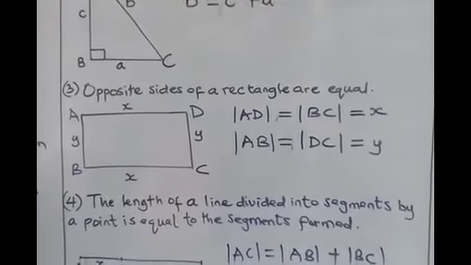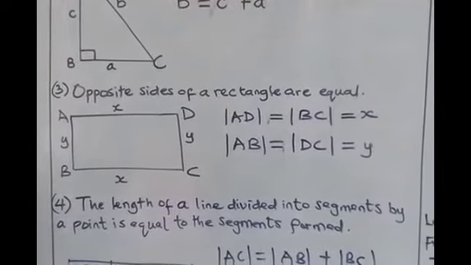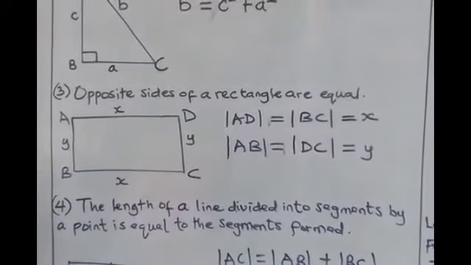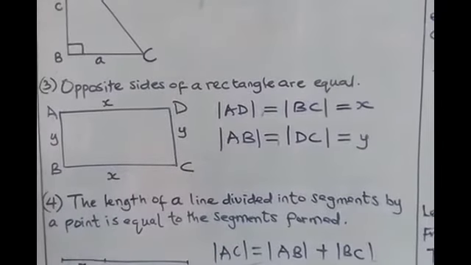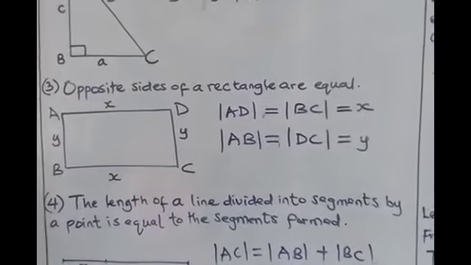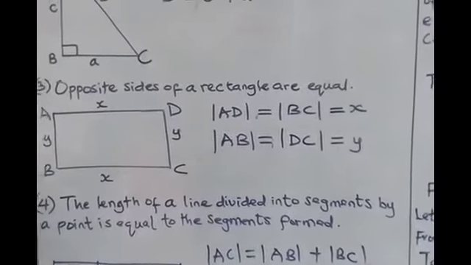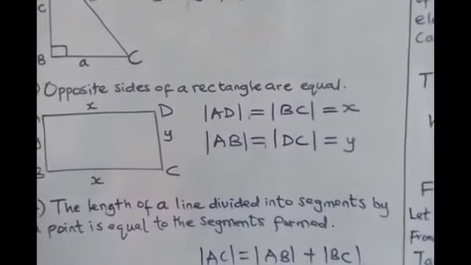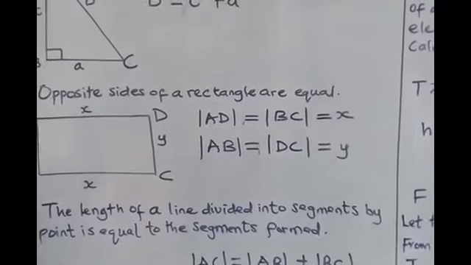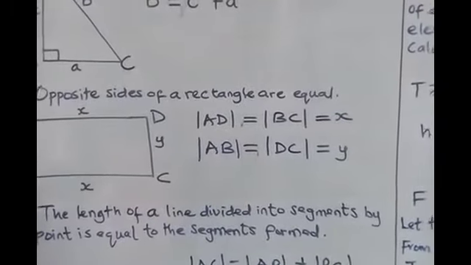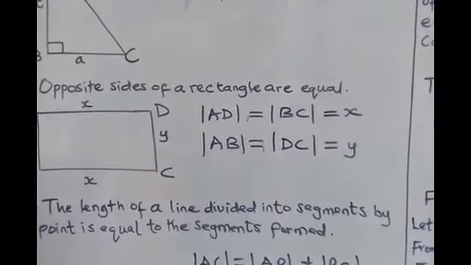So from the diagram, our ABCD is a rectangle. AB is Y, DC is Y. So line AD will be equal to line BC. AD is X, and BC is X. So AD equals BC, which equals X. And AB equals DC. Given AB as Y, it therefore implies that DC must also be equal to Y. I think you understand what I'm trying to explain here.